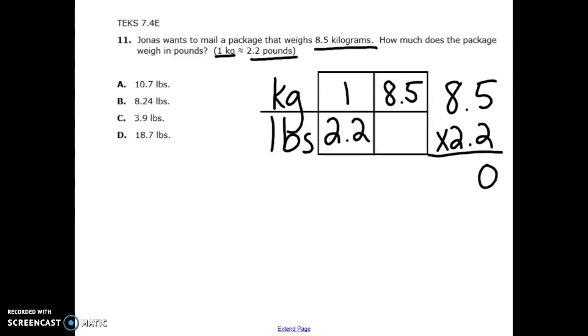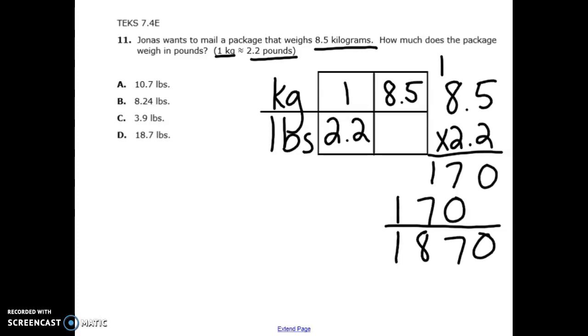2 times 5 is 10. 2 times 8 is 16 plus 1 is 17. And then we do the same thing again. We add, and we get 18.70. So the decimal has to move 1, 2 spots from the side. So our answer is 18 7/10 pounds.